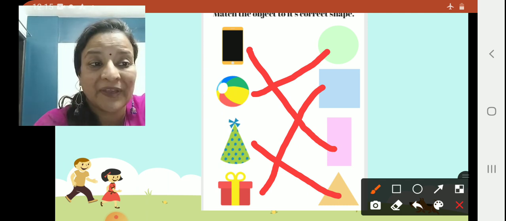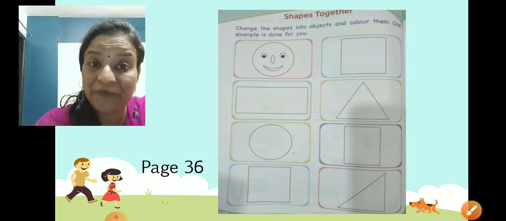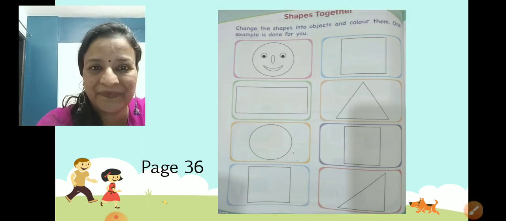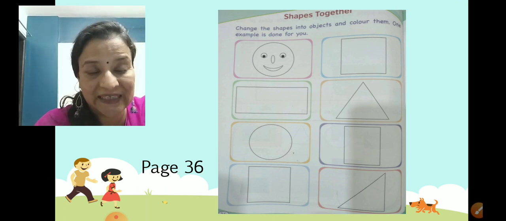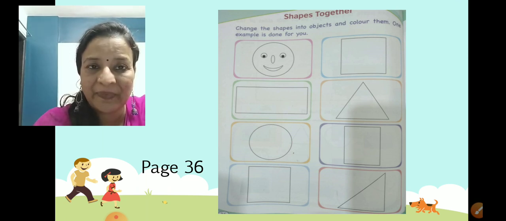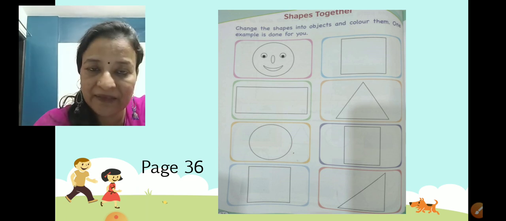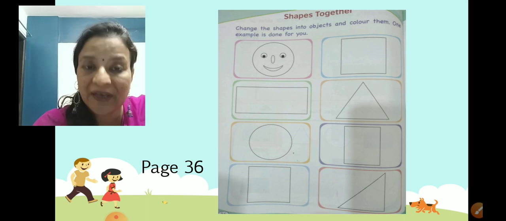Okay, children? So now, what are we going to do here? Open your books to page 36. Yes, shapes together. Put today's date, write CW, class work.